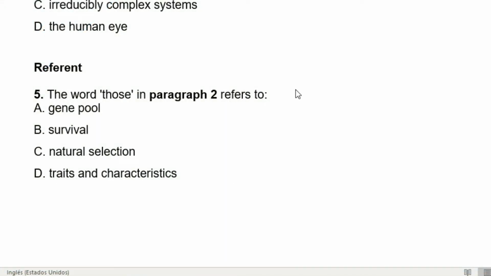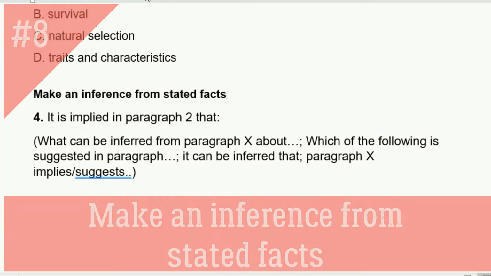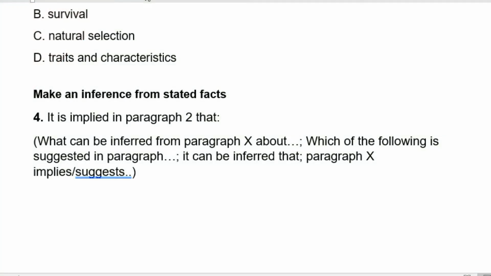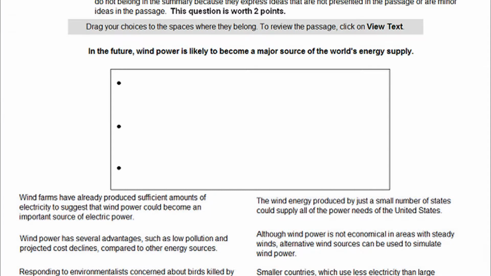Moving on, we have reference questions. This is another of the easiest ones to recognize because the main keyword is refers to, and that's all. Next, we have another type of question, which is make an inference from stated facts. The keywords or phrases that construct this type of inquiry are implied in paragraph 2 that, what can be inferred from paragraph X about, which of the following is suggested in paragraph, it can be inferred that, and paragraph X implies or suggests.